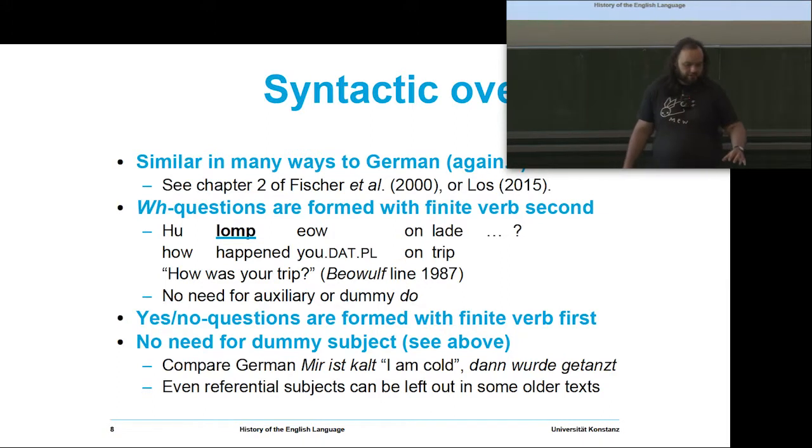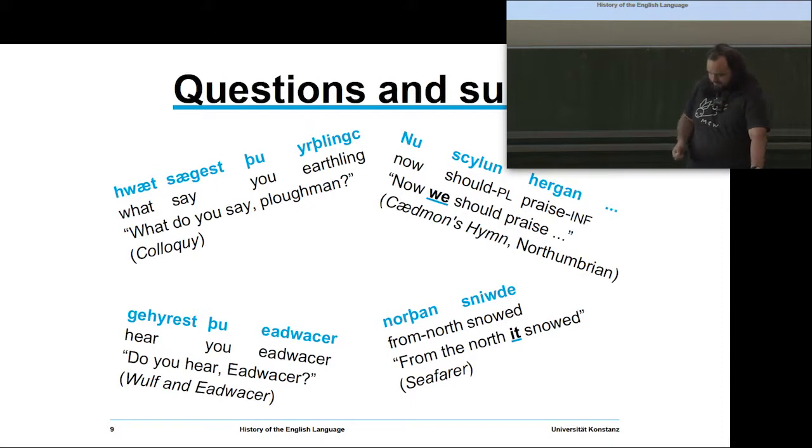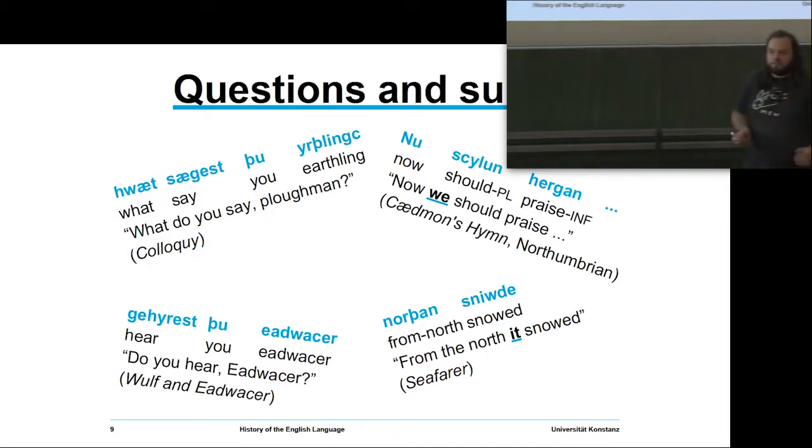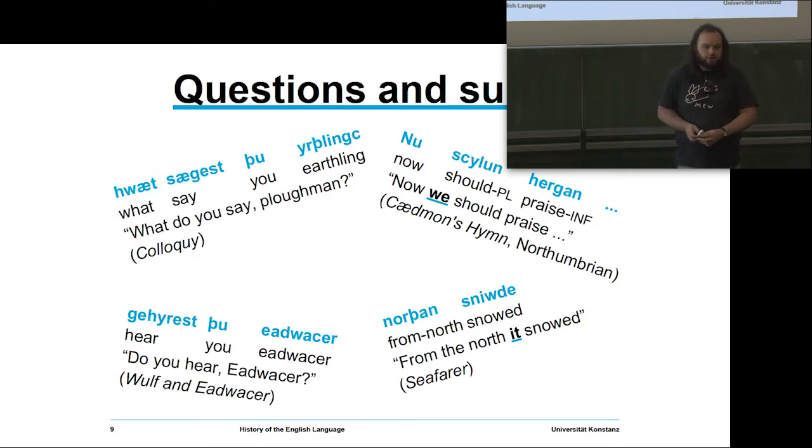No need for subjects. Now there is a circumstance in which these languages mostly do need subjects, and that is when it does refer to something or someone. But even these can be left out, and we'll see an example of this later on in the text. In fact, we'll see an example right now. But here are a few examples of the kind of structures that I've just been talking about.